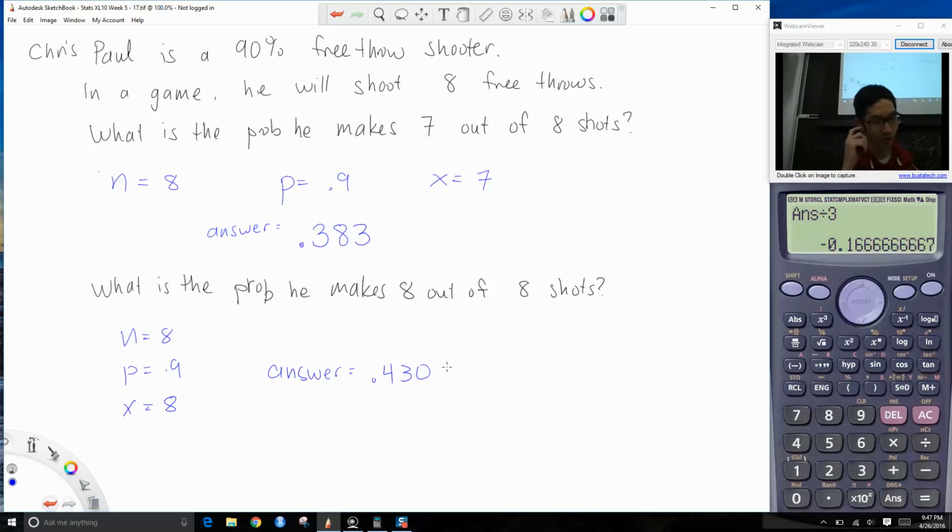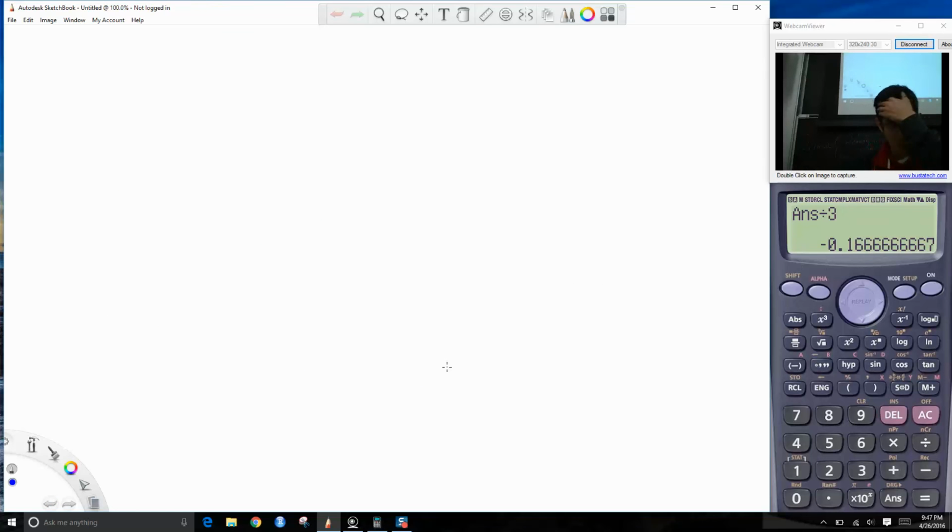The hardest part is figuring out whether this is a binomial problem versus just a regular old probability problem. The key difference between a binomial and another type of probability problem is that with binomial, order does not matter. So one key thing is that order does not matter for binomial problems.